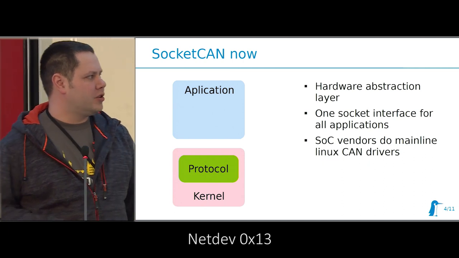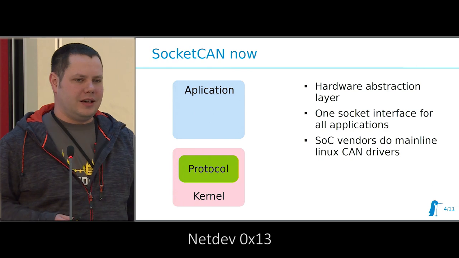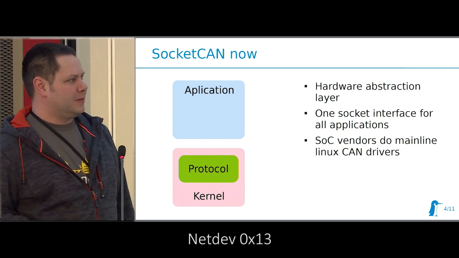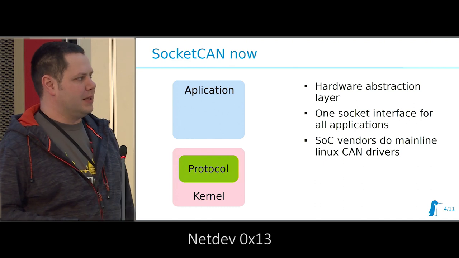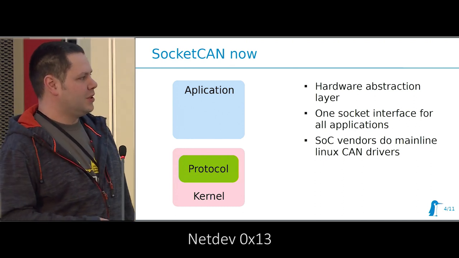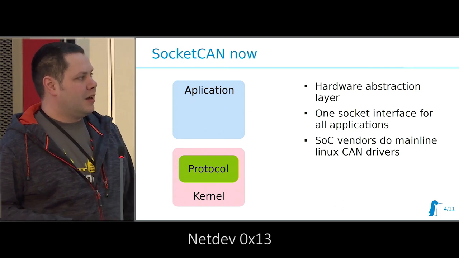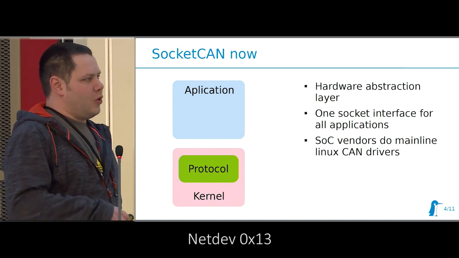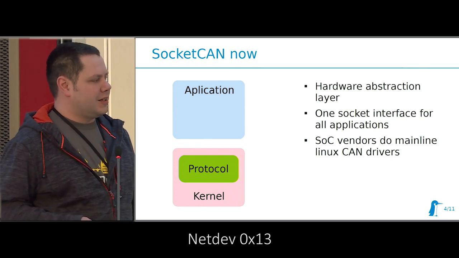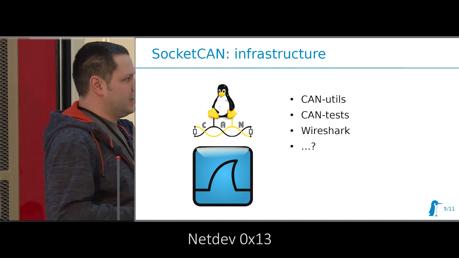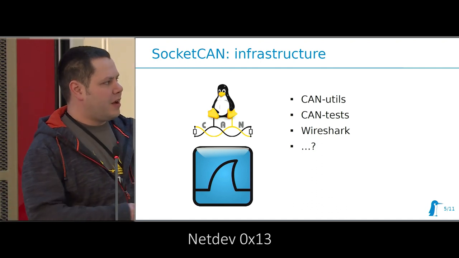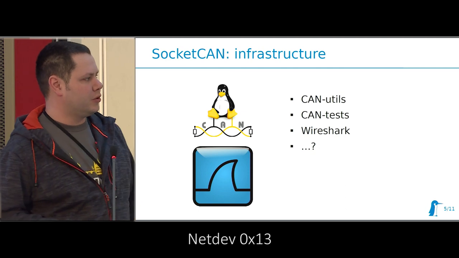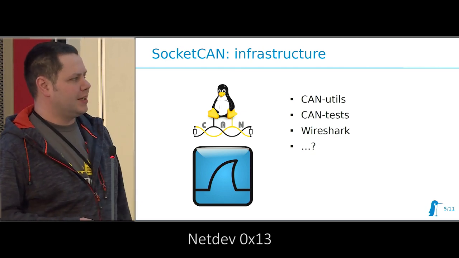Now we have a hardware abstraction layer. And finally, companies and manufacturers who make SoCs started to actively participate in mainlining. And it is good, so we do not have to do all the work ourselves. They started to have more parts in the kernel, like different stack layers, and one of these stack layers will be introduced by me. And we have more tooling now. So we have can-utils, can-tests, Wireshark, Android, and more tools based on SocketCAN.